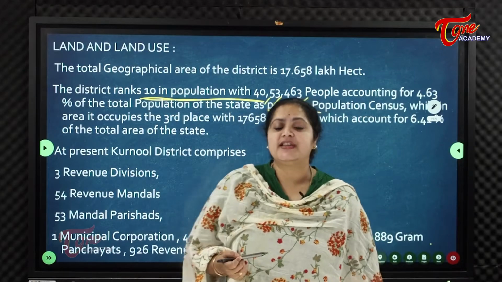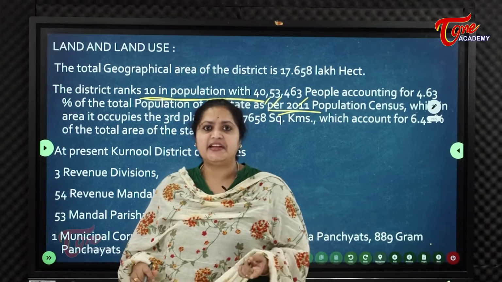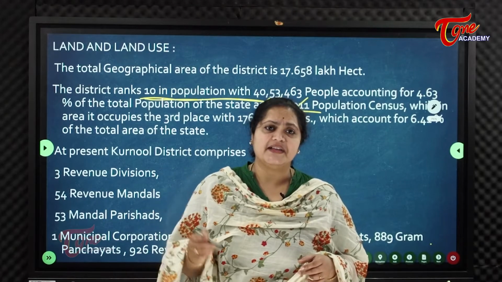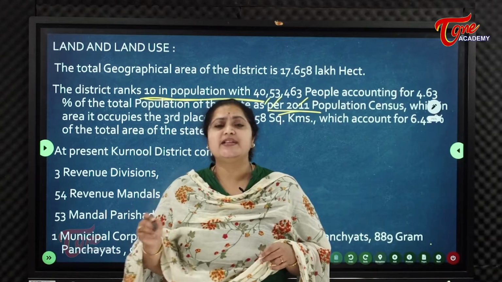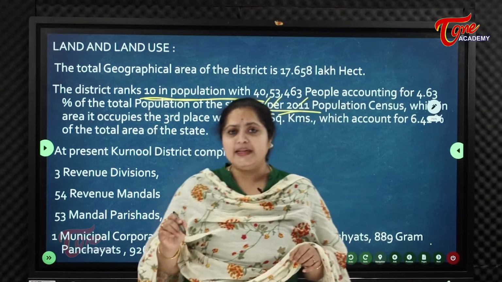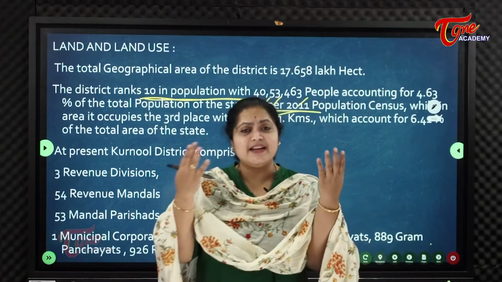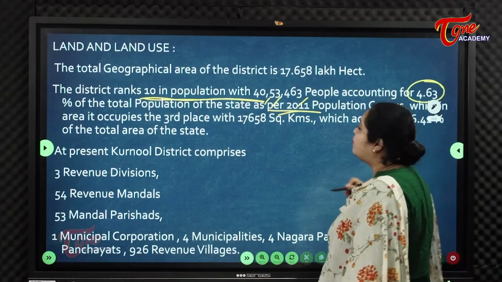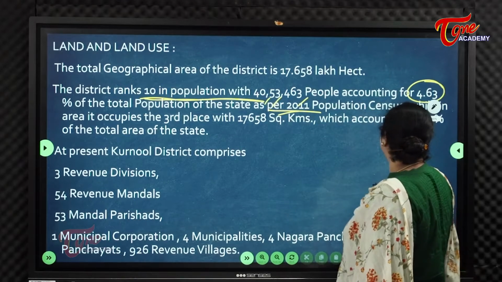Again and again I am mentioning that we are taking the 2011 census, because censuses are conducted every 10 years, but after 2011 the next census was to be conducted in 2021, and because of the COVID-19 pandemic, the 2021 census has not been conducted. That's the reason the 2011 census is taken. Those are the authentic census numbers, the latest to be considered. How much does it contribute? Nearly 4.63% of the total population of the state as per the 2011 census.